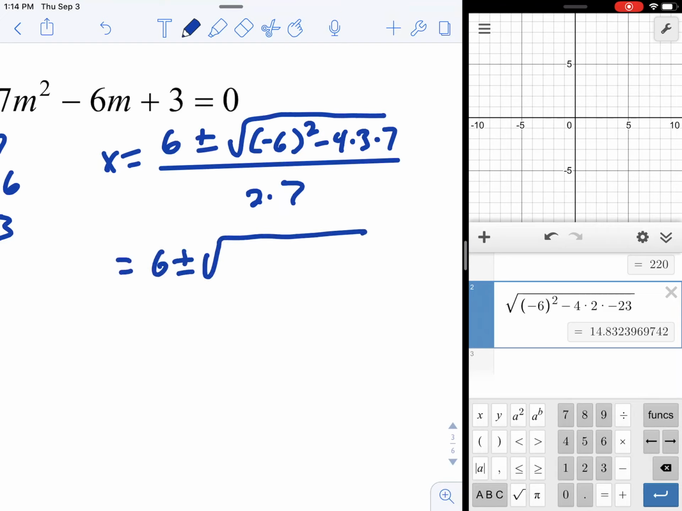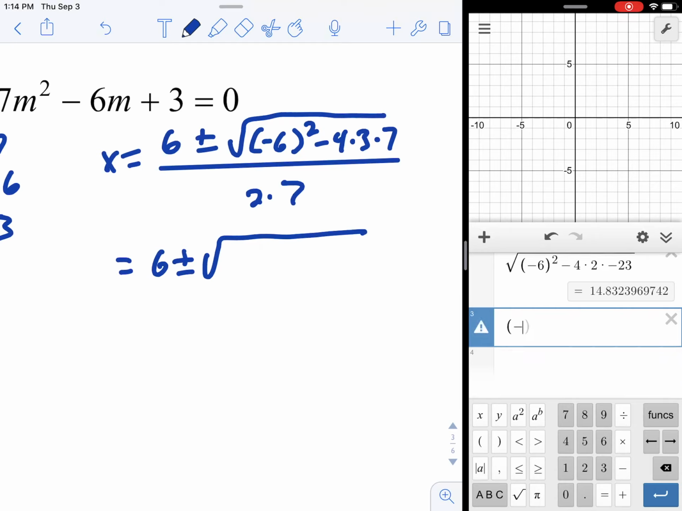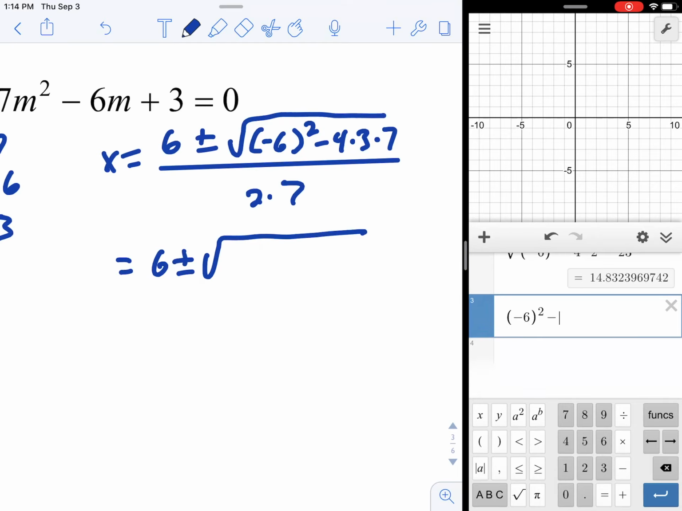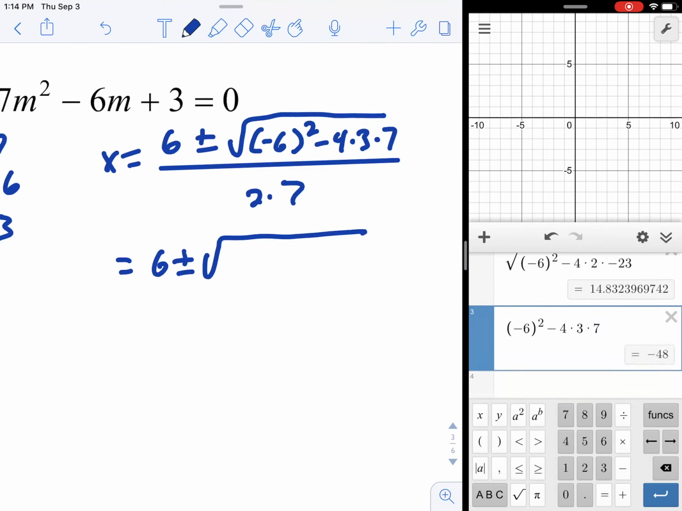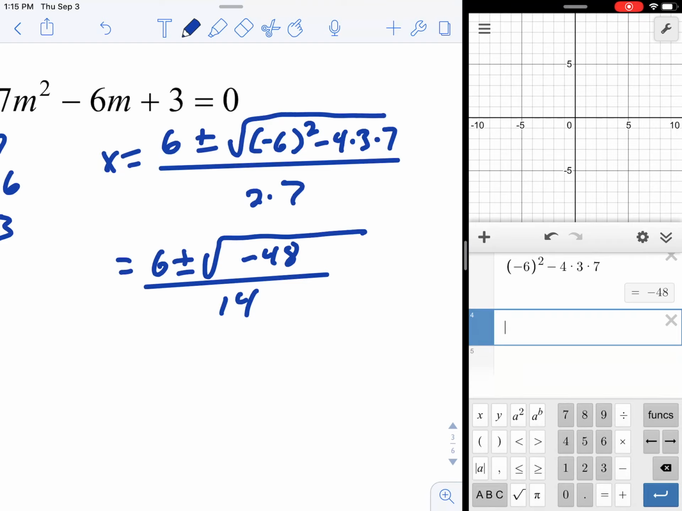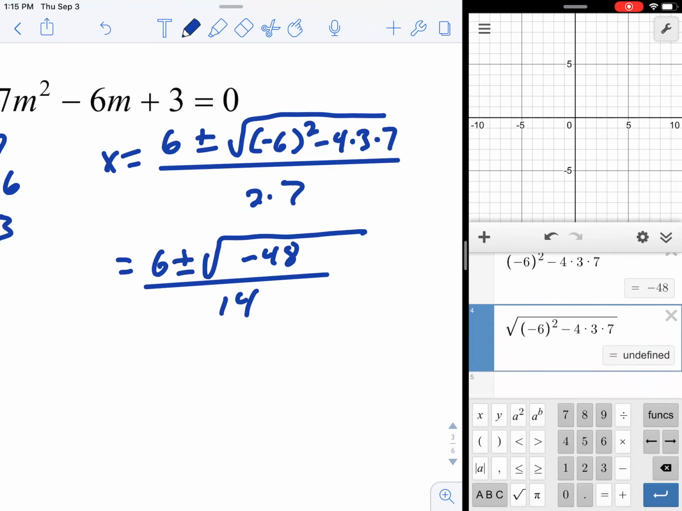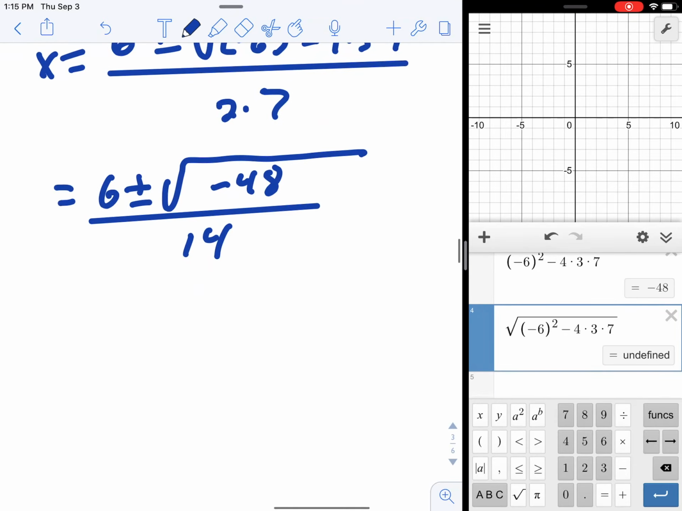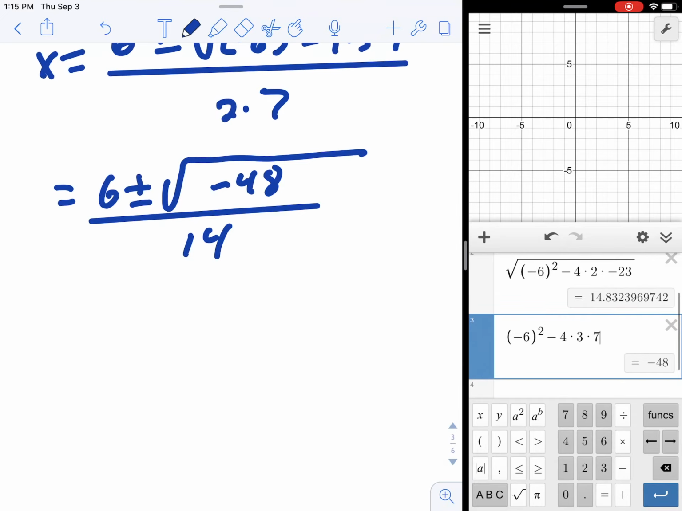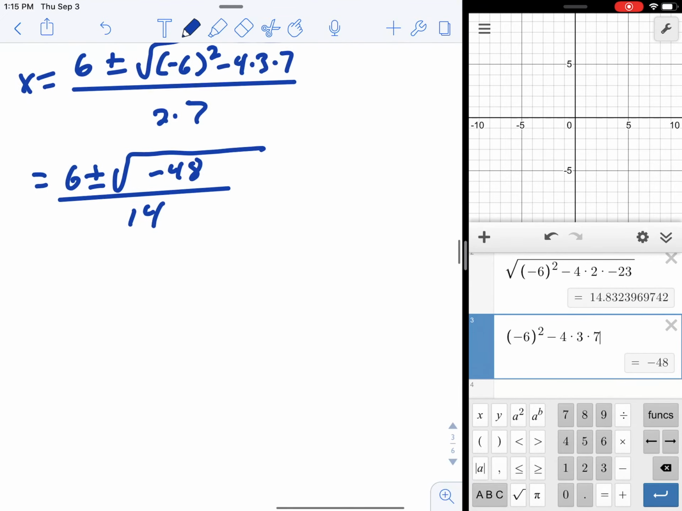So once again, I'm going to use the calculator for -6 squared minus 4 times 3 times 7. That gives me -48. And then 2 times 7, of course, is 14. Notice I did not use the square root on the calculator. If I had done that, square root, parenthesis, -6 squared minus 4 times 3 times 7, that says undefined, and that doesn't do us any good at all. So I did that part of the math without the square root button right there and got -48. So now we need to simplify this.